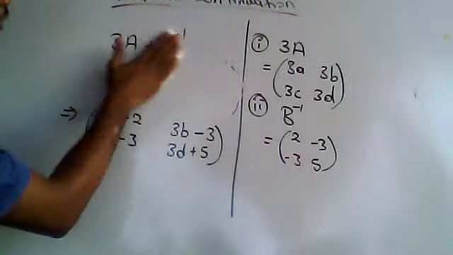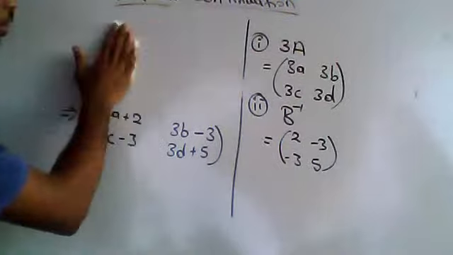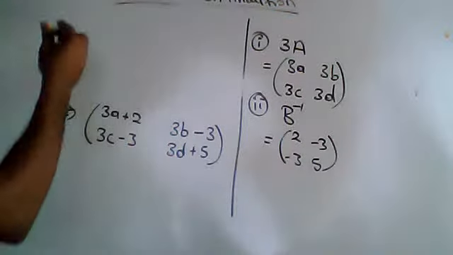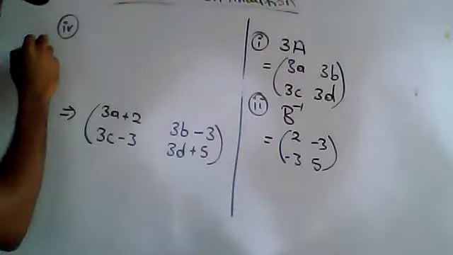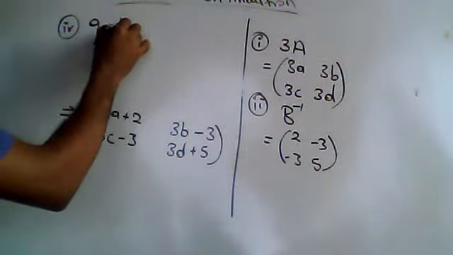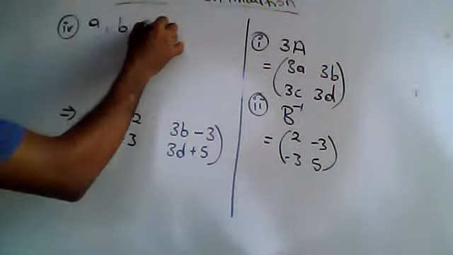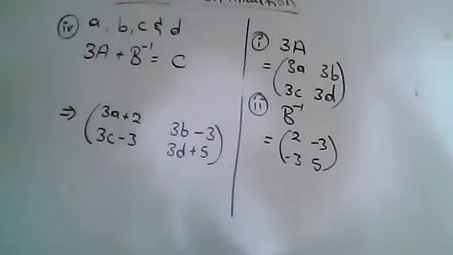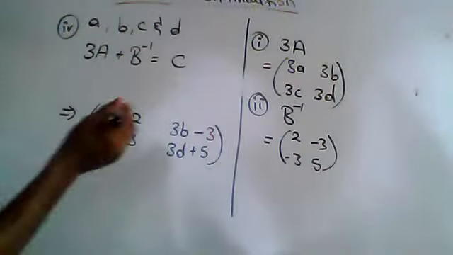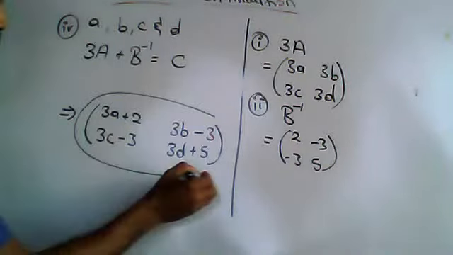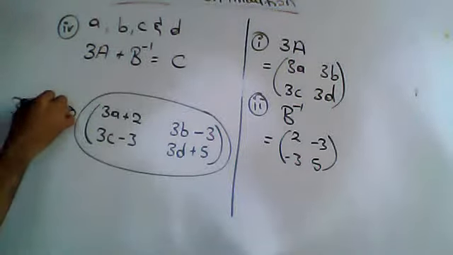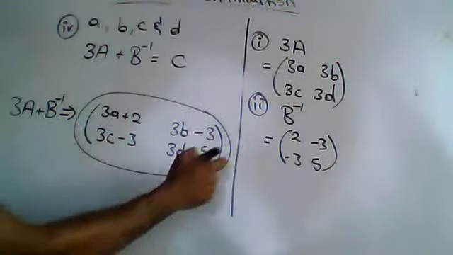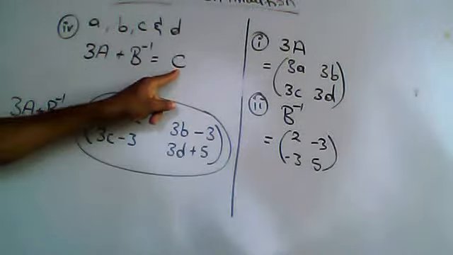So for the next part of the question, what I'm going to do is remove this. I didn't even have to remove the top section. For the fourth piece of the question, we're supposed to determine the values of A, B, C, and D. Now, 3A plus B inverse is represented by this. Remember, we just worked it out a while ago? 3A plus B inverse is equal to this. So we're going to let it equal to C.